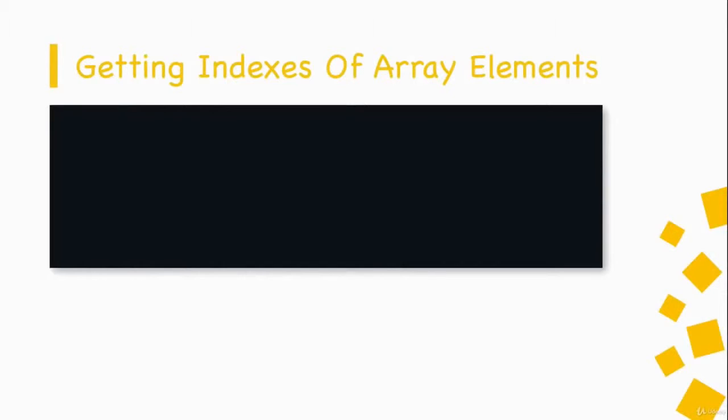Now let's talk about getting indexes of array elements. We already know that if we have an index of an element, we can use that index in the square bracket notation and retrieve the element with that index. But what if it's the other way around? What if we have an element and we want to know what the index of that element inside the array is? Well, you can do that using built-in methods.